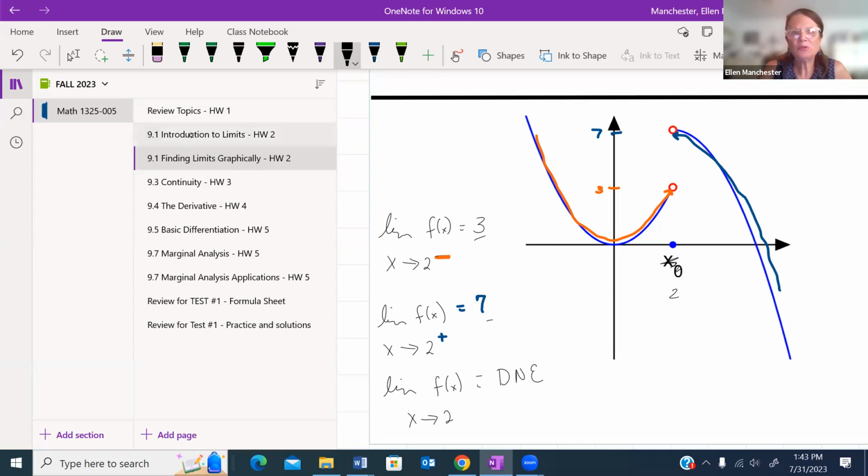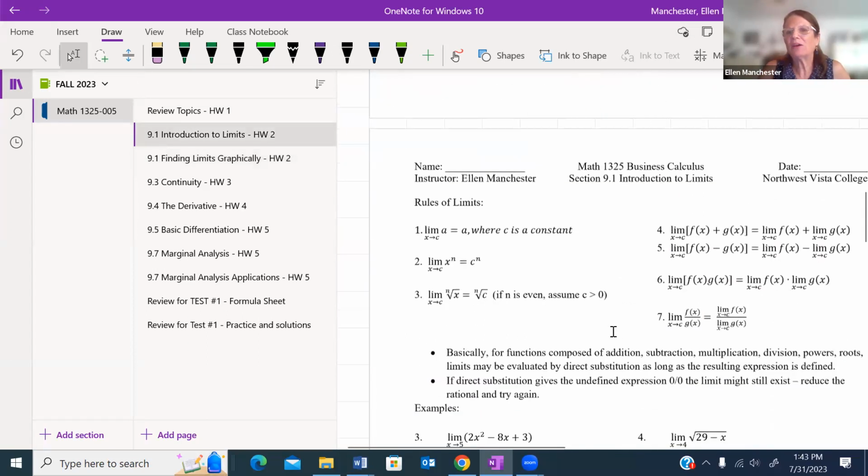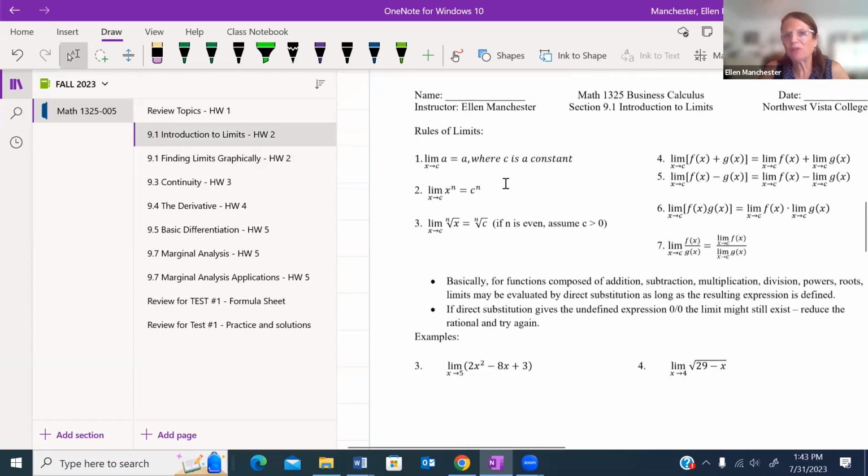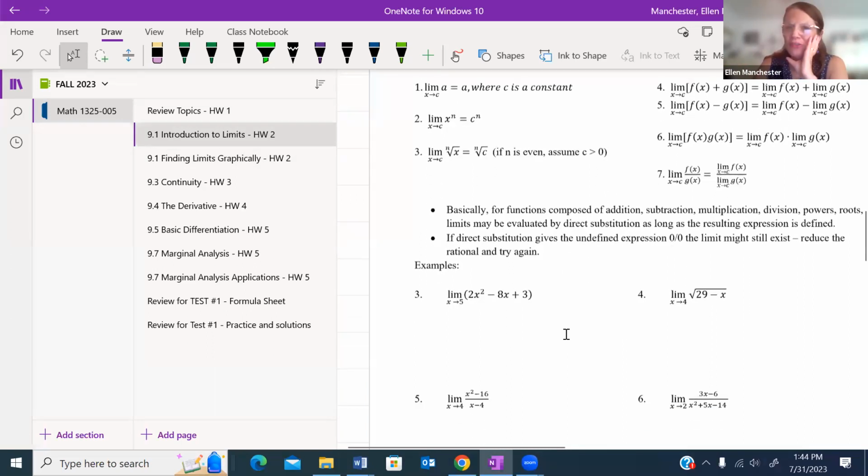So now let's switch back and find limits algebraically. These are just rules of limits. You can look them over. It's much easier just to actually do them instead of trying to walk through these, but some of you like to read math, so I threw those in there. So here's the bottom line. This is finding limits algebraically. What we're doing is we really are just trying to find out what's going on with our function at a certain value.